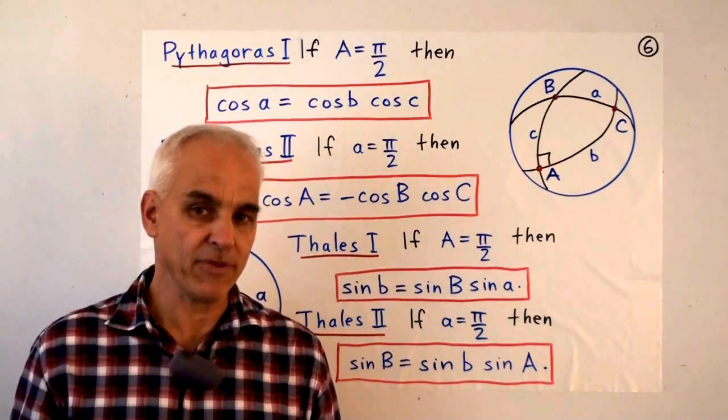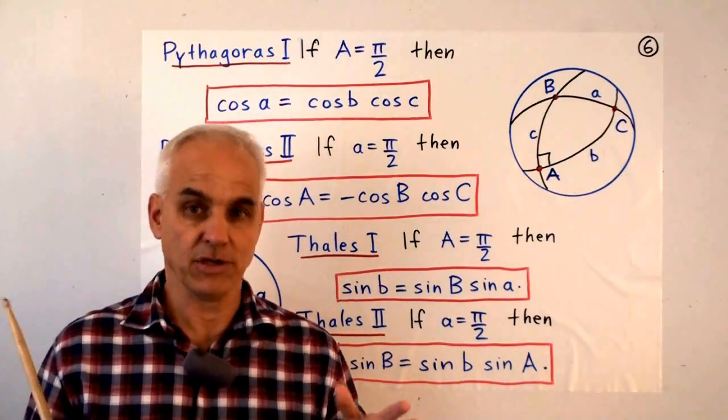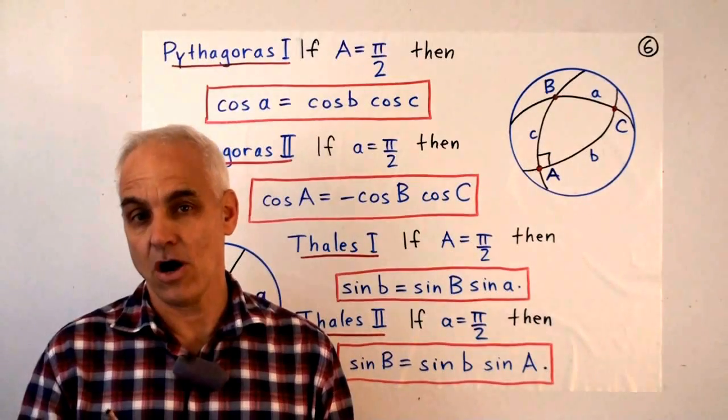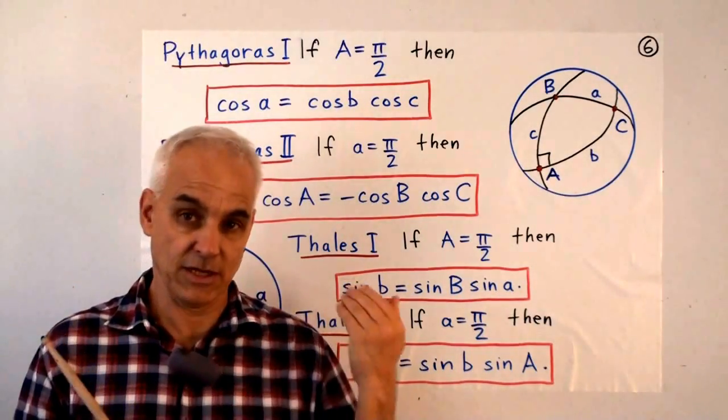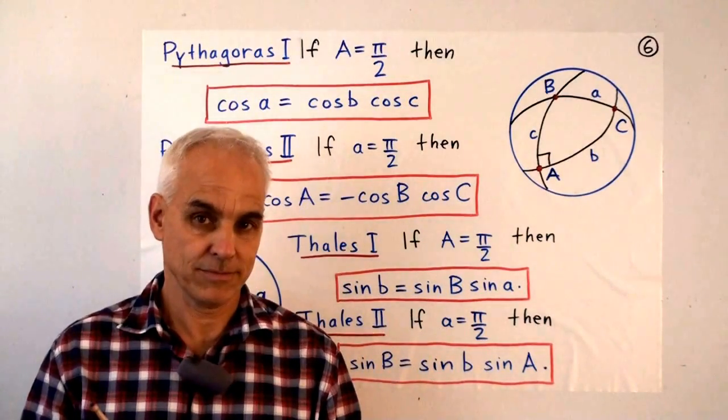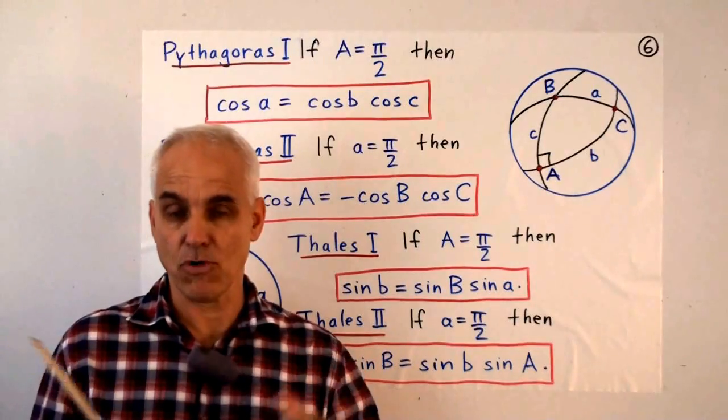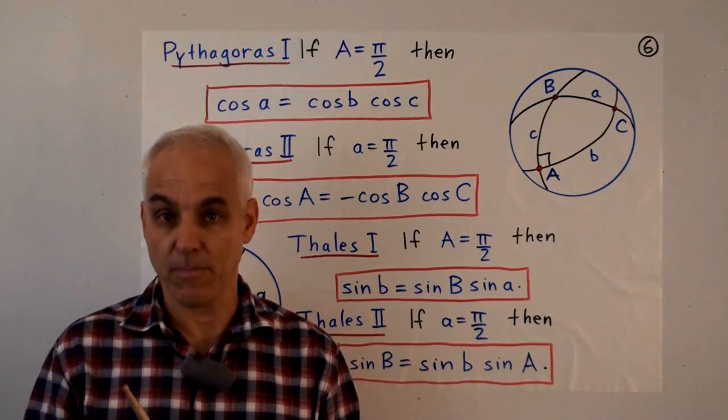And in general, that's what happens. The planar trigonometric laws are limiting cases of these spherical laws. So the spherical laws are in some sense more powerful than the planar ones.